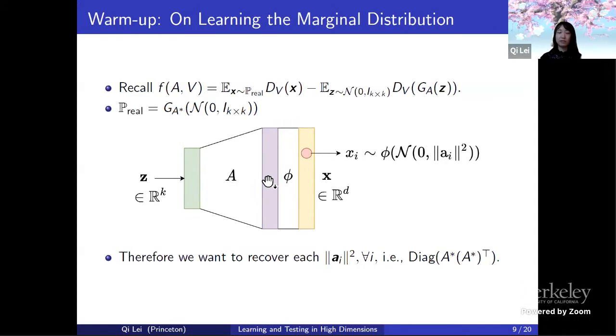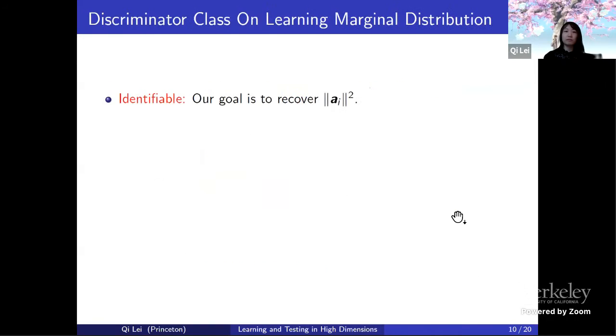Recall A has dimension D times K, and x_i will just follow b composed with this Gaussian random variable. In this case, learning the marginal distribution means recovering each ||a_i||^2. In other words, it's the diagonal part of A star transpose A star. So for the three different properties, identifying the marginal distribution is exactly equal to recovering each norm of a_i.